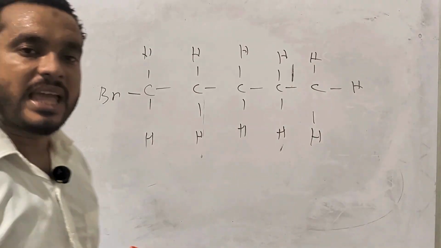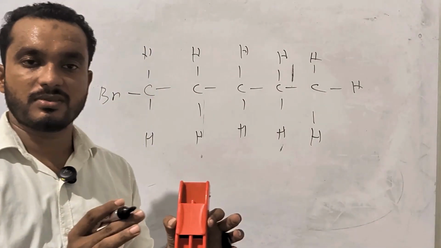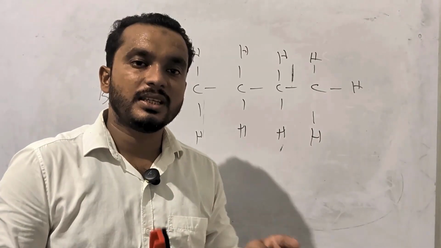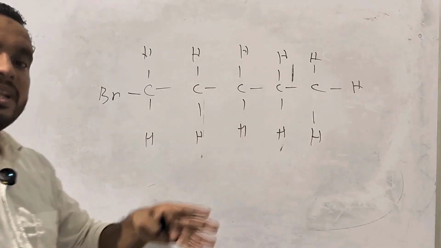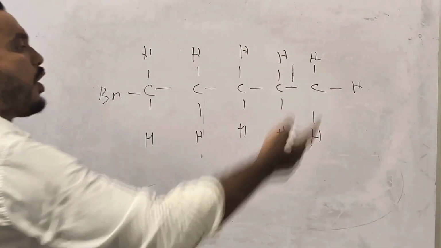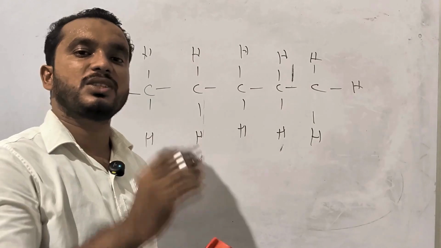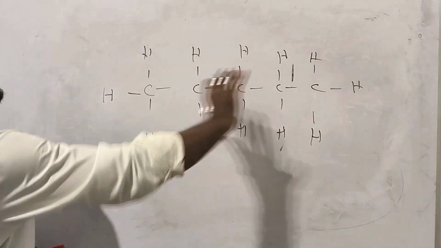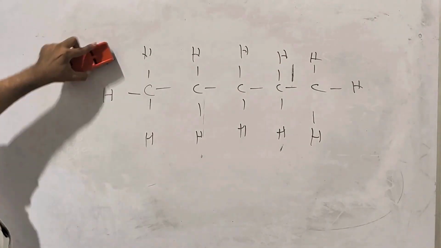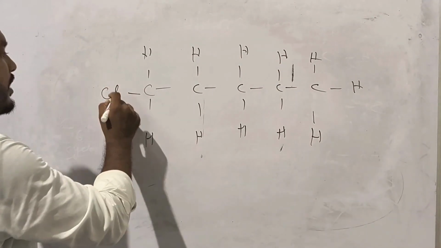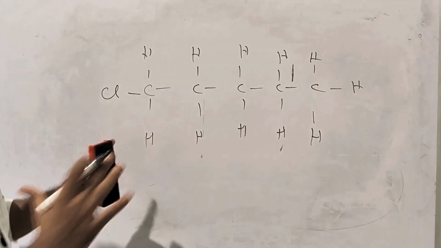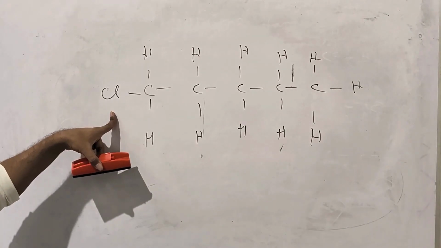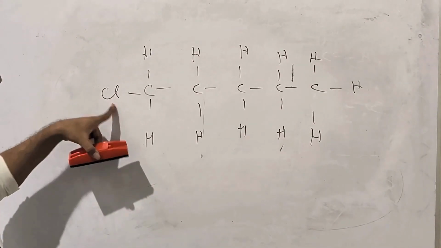Now this heteroatom can remain in groups, and that is called a functional group. Actually, what is a functional group? If you place those atoms and the whole properties of the compound change, that atom is known as a functional group. Earlier it was hydrogen, and the name of this compound is pentane. If I add Cl here, now the whole properties of this compound have changed. Now it falls under the functional group of halogen, and this is known as a functional group.